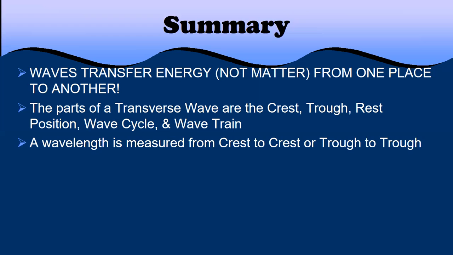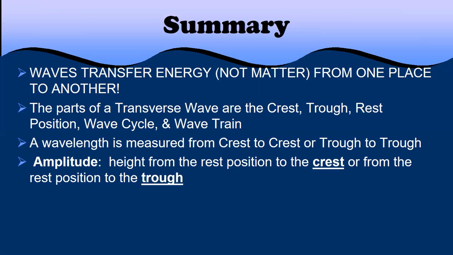Now you can measure a wavelength from a transverse wave. You can measure it from crest to crest or trough to trough, the highest point to highest point or lowest point to lowest point. Amplitude is from the rest position to the crest or from the rest position to the trough. That's how we measure how much energy a wave has. So to measure the energy of the wave, we measure from the rest position to the crest or the rest position to the trough.